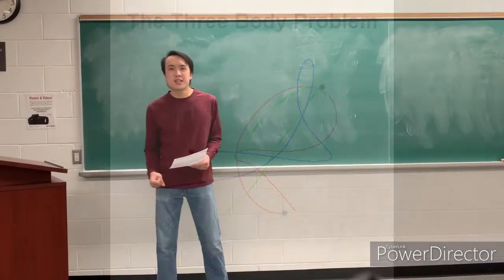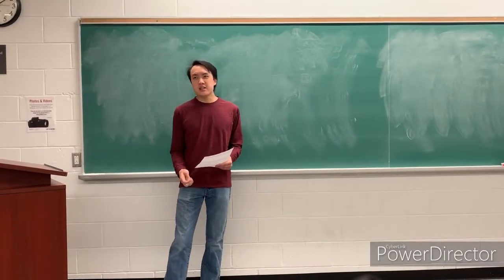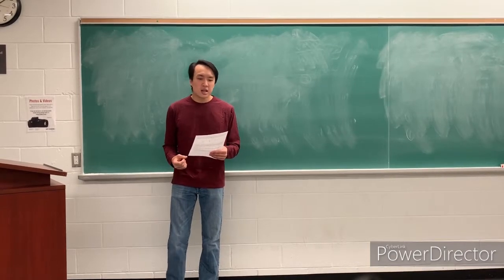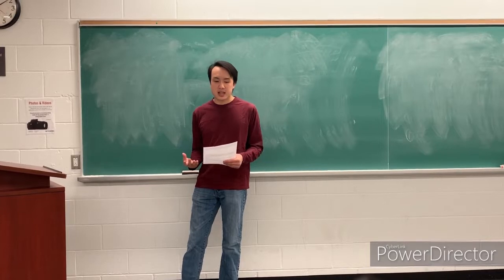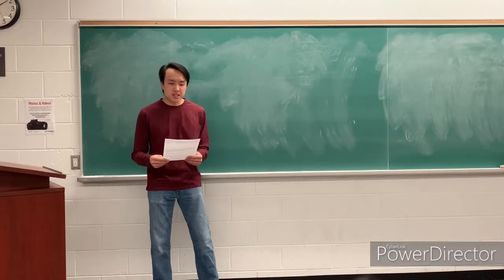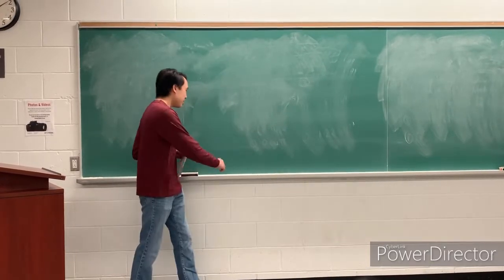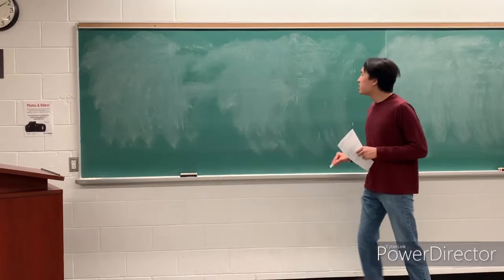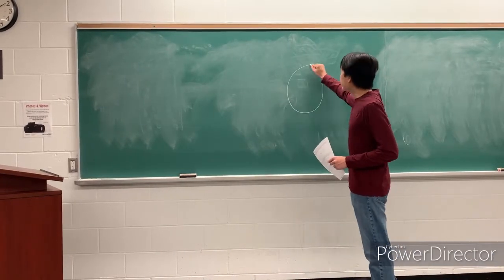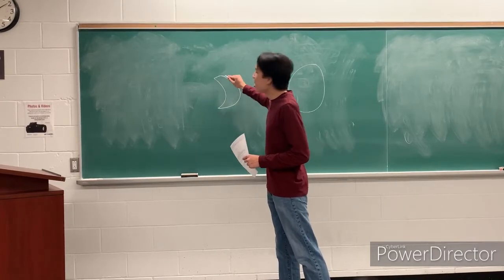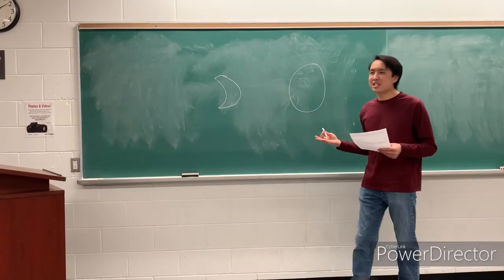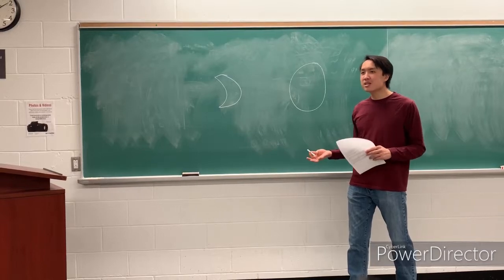A long time ago, in the late 17th century, Isaac Newton asked a question: if we have some number of objects all bound to each other by gravity, how do these objects move around each other? Well, let's start with an example. Let's say we have a planet, like the Earth, and we have a moon. How do these objects move around each other?